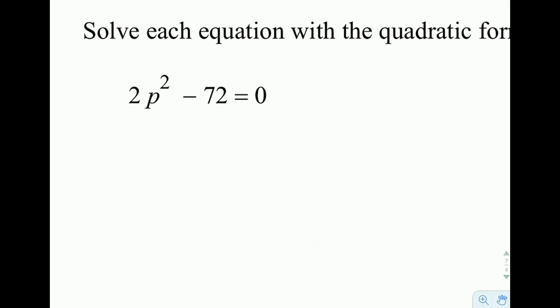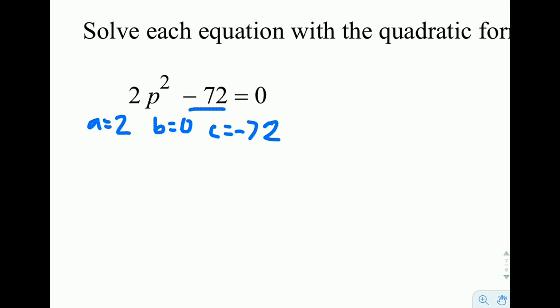So in this one here, you'll notice that we're missing a p term. We have a p squared and we just have a number. So we have a equals 2. We don't have that p term, so b is equal to 0. And then our c term out here with no p, negative 72. So we have a, we have b, we have c.